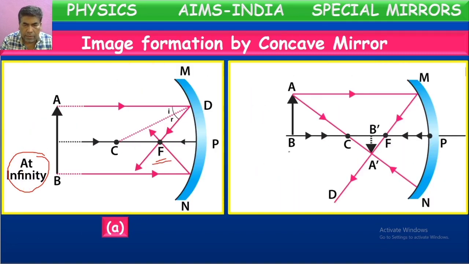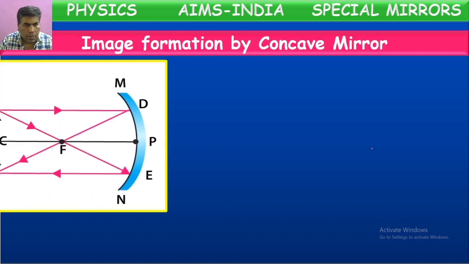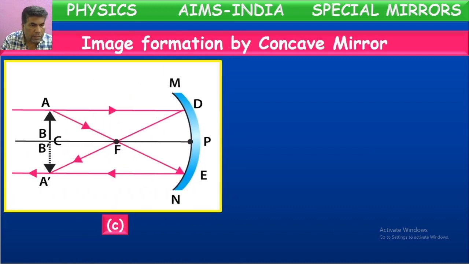When the object is coming closer but beyond C, the image is placed between C and F, an inverted image. We can catch the image on the screen, so it is a real image. This is case 2. Case 3: when the object is at the center of curvature, the image is also formed at the center of curvature. The size will be the same. Real image, size will be the same.